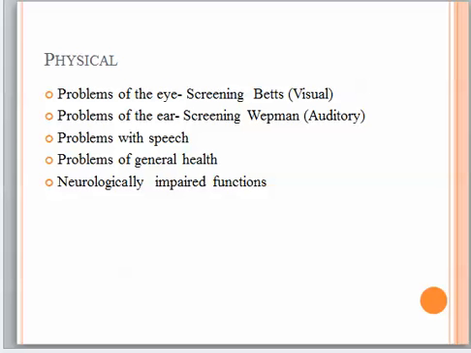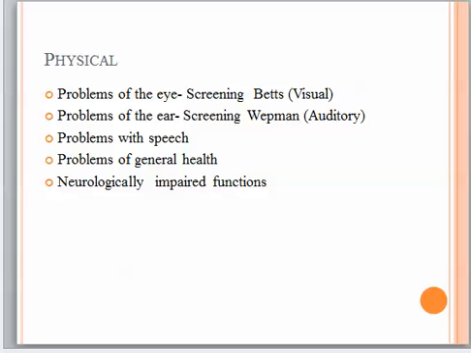Perhaps there are some ear difficulties or ear problems. We recommend the Wetman screening. It's a quick auditory screening assessment. Again, if they do not perform well in the auditory portion, we refer them to the nurse and then further on to the doctor. If they have problems with their speech, we then refer them to the speech and language therapist.